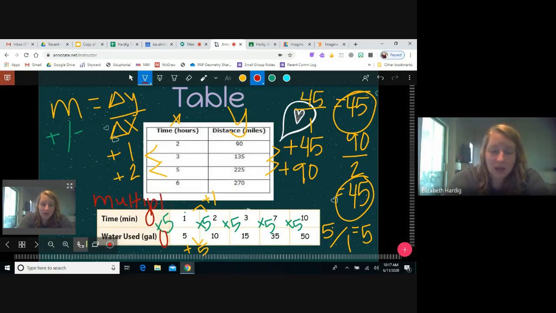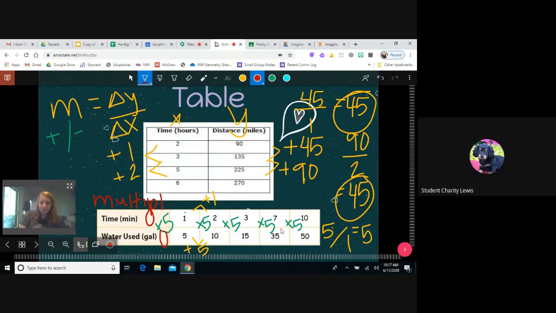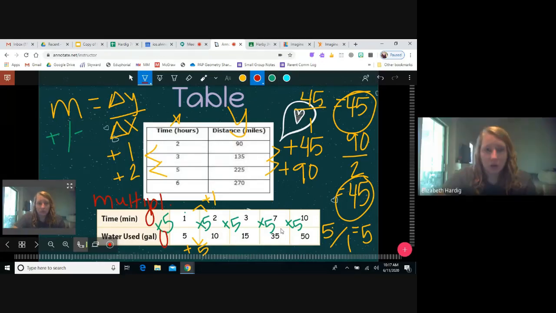After I multiplied, did I have to add or subtract anything else? Or could I get straight from time to water by multiplying by 5? We can get straight from time to water by multiplying by 5. Good. So this would be proportional because it is also multiplicative.